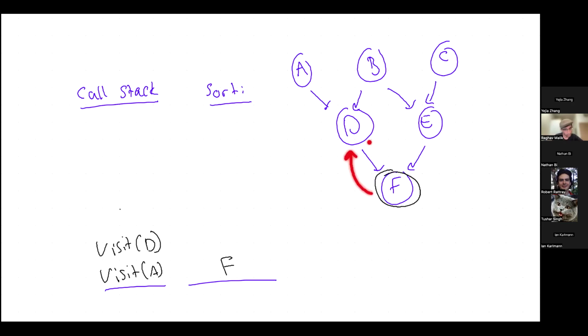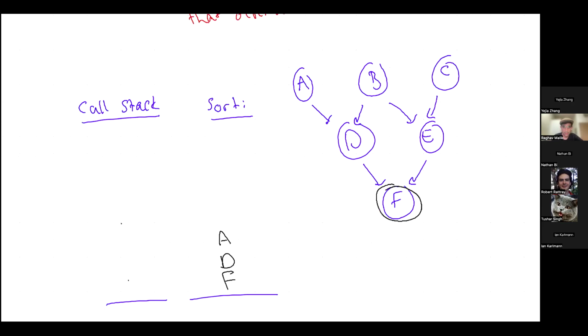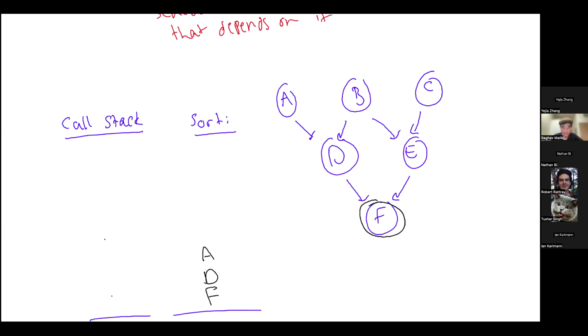Are there any other outgoing edges from D? There are not, so we're done with D. So we push D onto our sorted stack and return back up to A. Any other outgoing edges from A? There are not, so we push A onto the stack and return back, right? Now we continue on to B. I guess we'll mark D and A as visited. We continue on to B. We visit B.